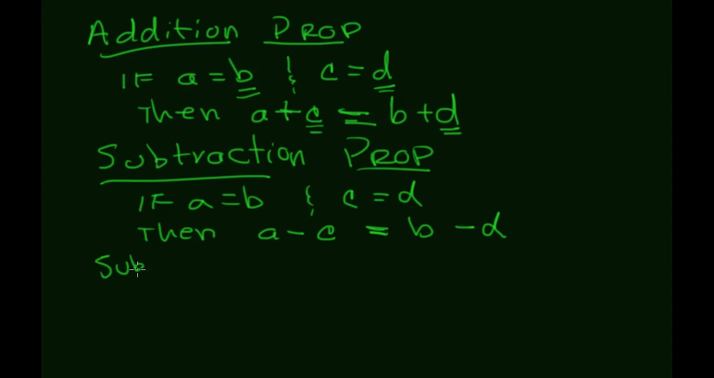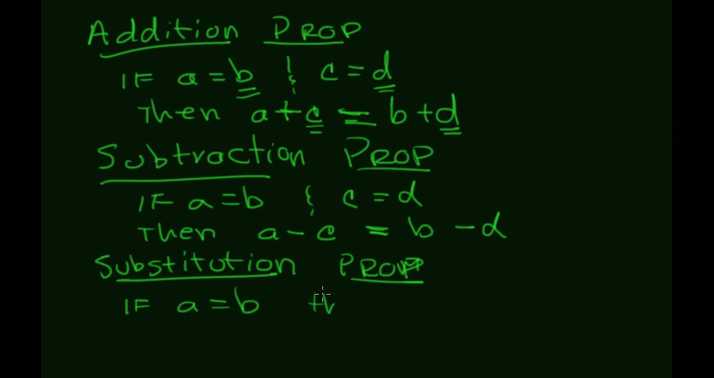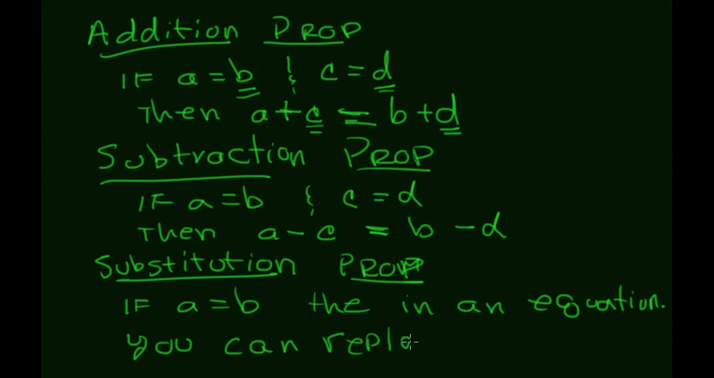And finally, you have a substitution property. Okay, so what does a substitution property say? Alright, so if A equals B, then in an equation, or even an inequality, you can replace one for the other. So you can take out the A and you can put in the B and vice versa.